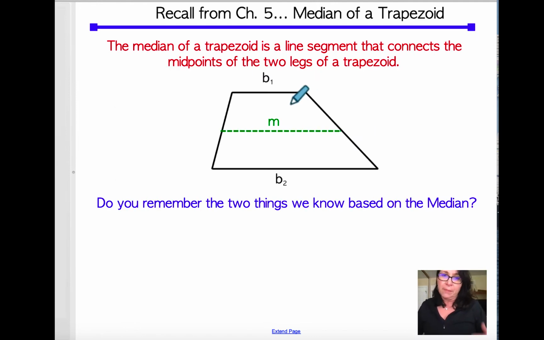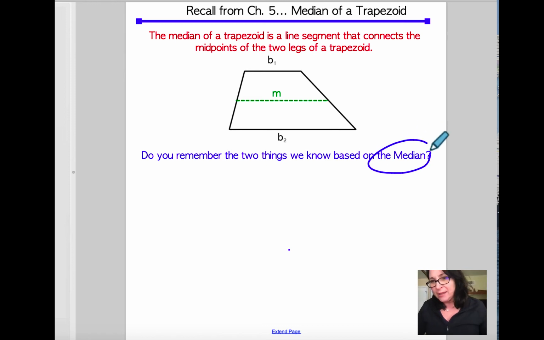For this problem, I just wanted to touch base. This is not the area, of course, but I wanted to touch base on how to find the median of a trapezoid. And that median is that middle length right here. It's this line right here that actually connects two midpoints. It connects the midpoint on this side, so that means a midpoint does cut that in half. And then it also connects the midpoint here on the right.